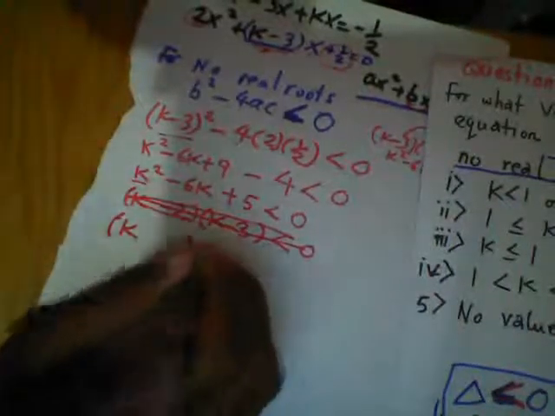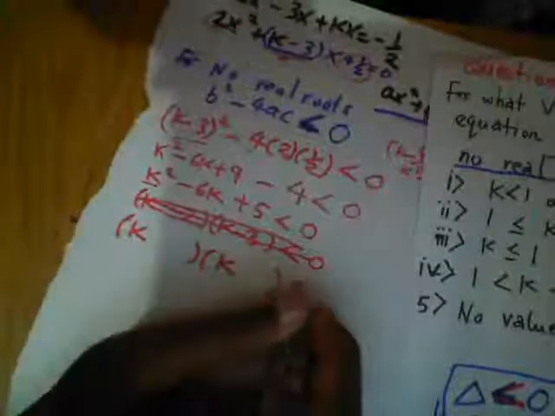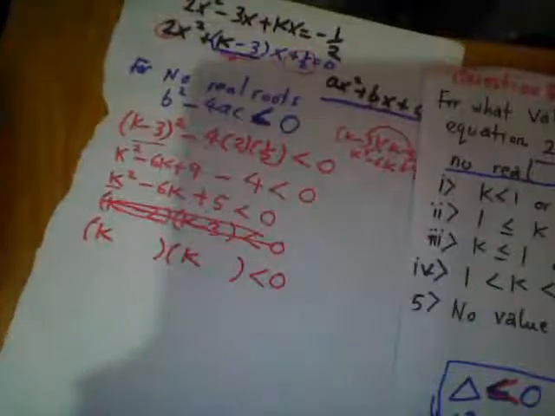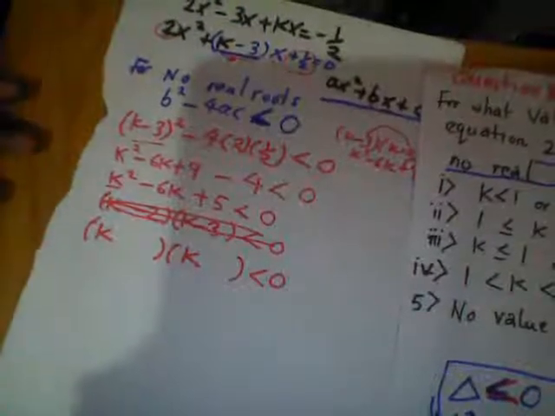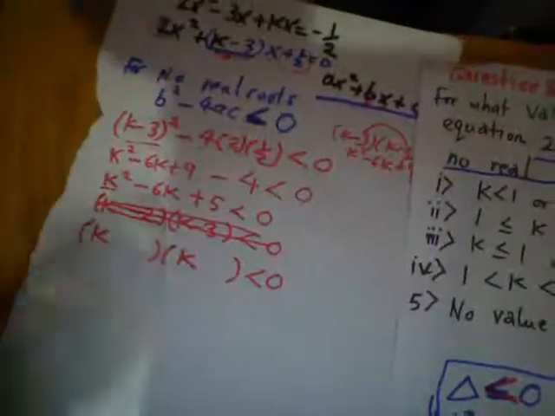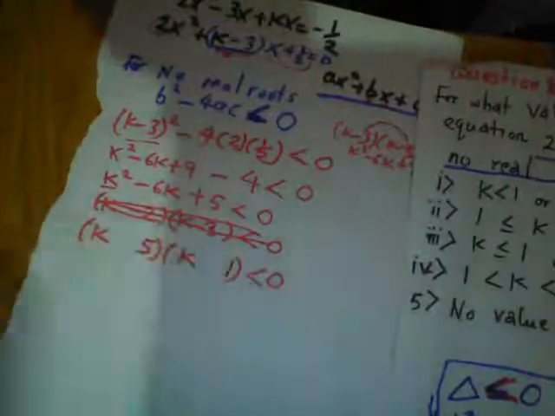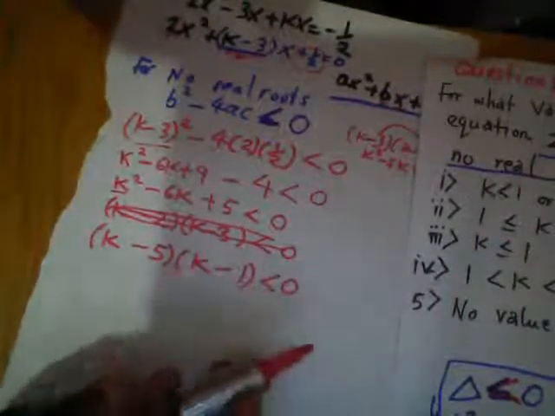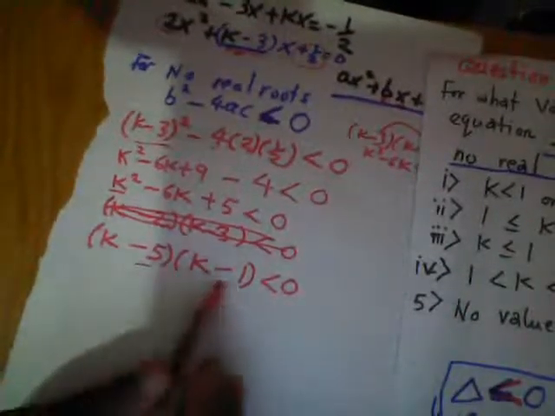It's simple. So we put brackets, k, less than 0. Now, which numbers give me 5? It could be 5 and 1, or negative 1 and negative 5. Since the middle term is negative, I'm going to put negative and negative. Let's check: k times k is k squared, k times negative 1 is negative k, negative 5 times k is negative 5k, negative 6k total, and negative 1 times negative 5 is positive 5. Okay, that's it.